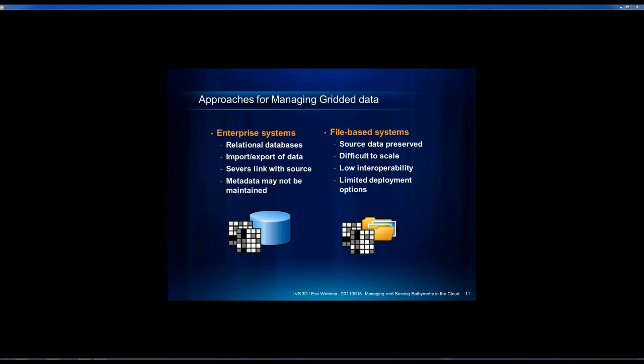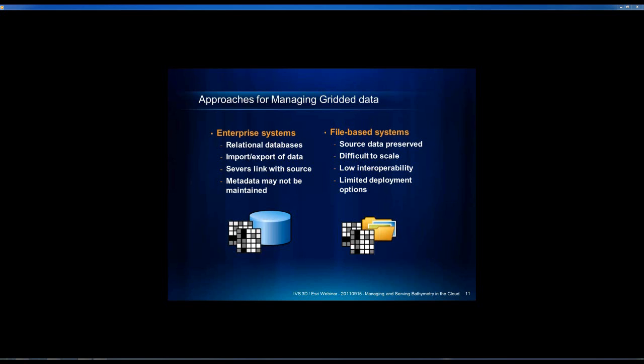So when we look at two fundamental approaches for managing gridded data, we really have the enterprise system on the left and then file-based system. So I'm sure that all of you watching are familiar with either one or the other of these. On the enterprise system, they're usually relational databases. Getting data in or getting data out usually requires an import and an export, which usually is a copy of the data because you've got to put it into the proprietary format of the database.